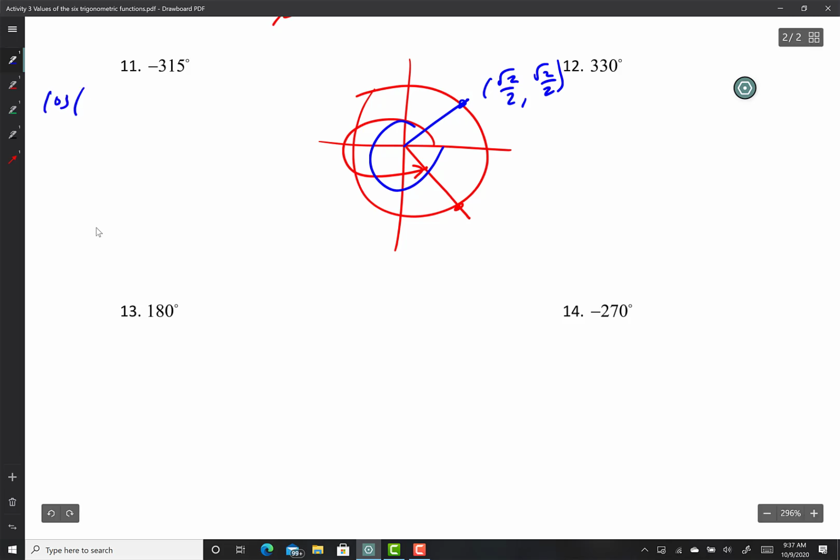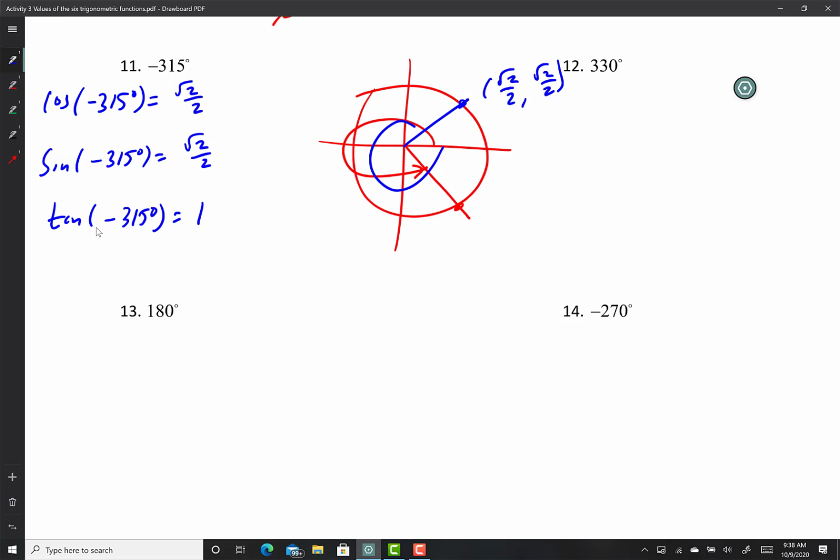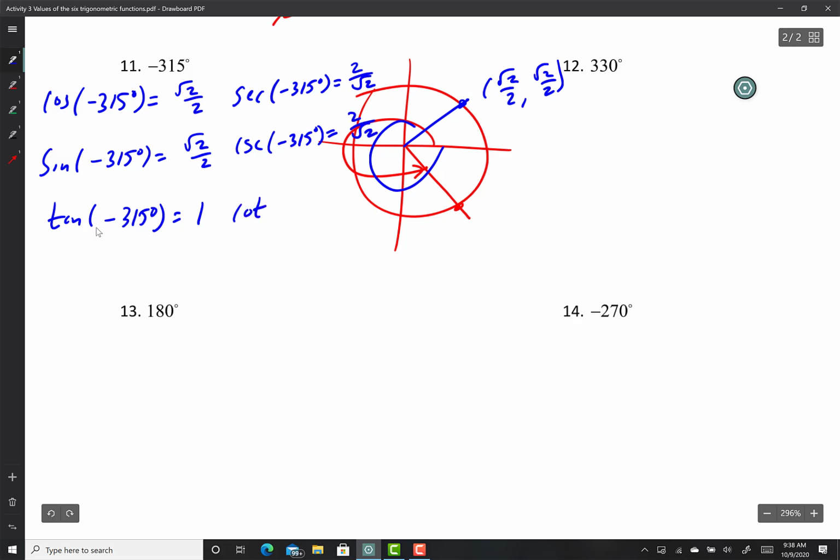So I'm going to write cosine of negative 315 degrees is square root of 2 over 2. Sine of negative 315 degrees is square root of 2 over 2. Tangent of negative 315 degrees is going to be 1, because the magnitudes of x and y are the same, and it's just y divided by x. So now we're going to do the reciprocals. Secant of negative 315 degrees is going to be 2 over square root of 2. Cosecant of negative 315 degrees is going to be 2 over square root of 2 again. And then finally, cotangent of negative 315 degrees is going to be 1.